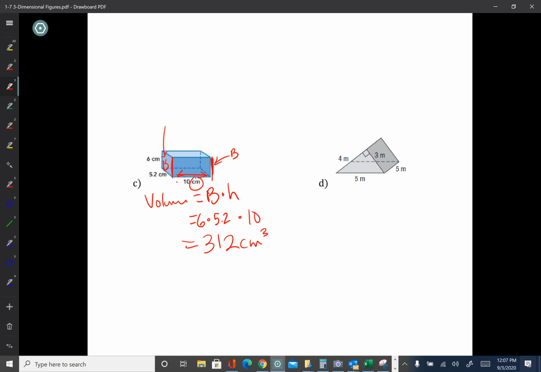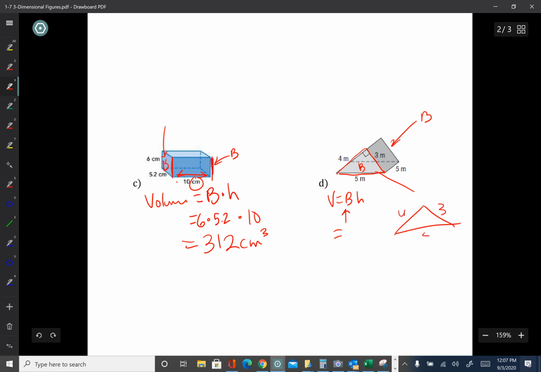Okay? Let's do letter D. Let's first find the volume. Volume is big B H, so I have to know where the base is. But remember, the bases are parallel to each other and the same. So this must be the base, and the back side must be the base. So we have to find the volume of the triangular prism. We first have to find the area of the base. Well, let's look at this real quick. I need to find the area of that shape.